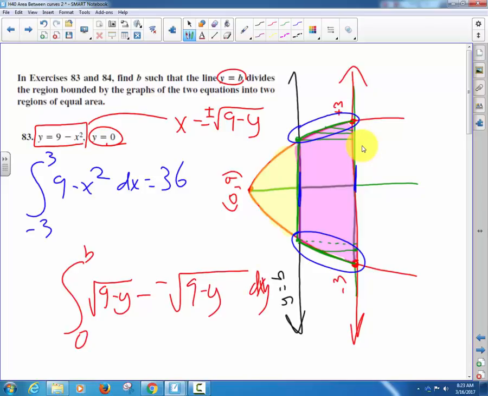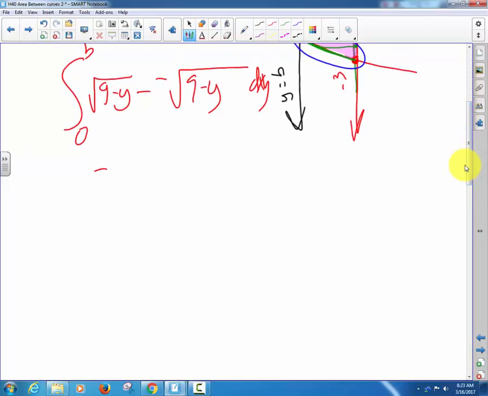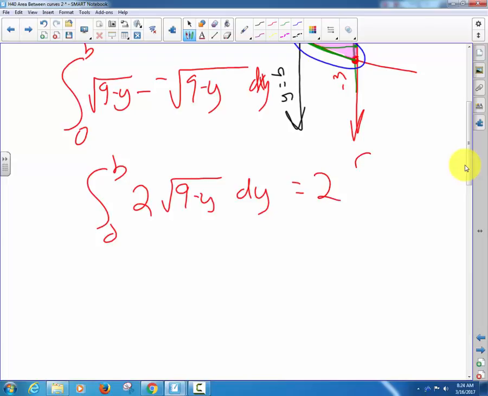Now, what problem do you see with that? I mean, we can clean that up a little bit more, can't we? We can say it's the integral from 0 to b of 2 square root of 9 minus y dy. Right? Because 1 minus a negative makes it positive 2. We can pull that 2 out to the outside. 2 times the integral from 0 to b of the square root of 9 minus y dy. Okay?